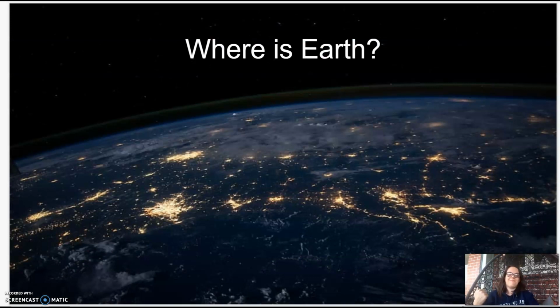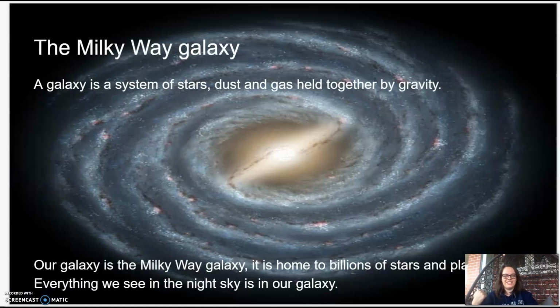Where is Earth? The Earth is in the Milky Way galaxy. A galaxy is a system of stars, dust, and gas held together by gravity. Here is the Milky Way in the background. And our galaxy is the Milky Way galaxy. It is home to billions of stars and planets. Everything we see in the night sky is in our galaxy.